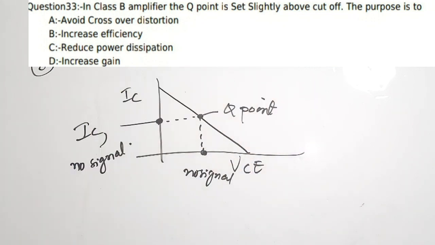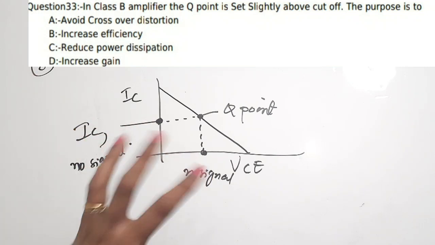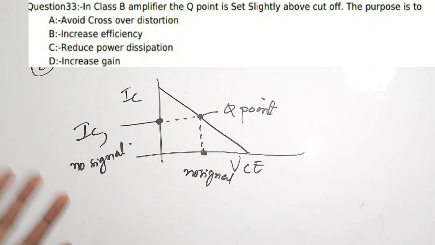So this Q point is used for determining the stability of these amplifiers. Here the question is connected with the class B amplifier. So I would suggest you watch the video which I am going to link in the description to understand the concepts of load line, Q point, everything. I have explained it in very much detail in that video.